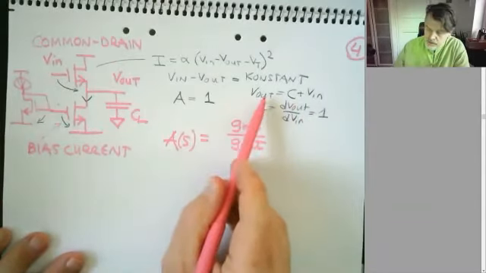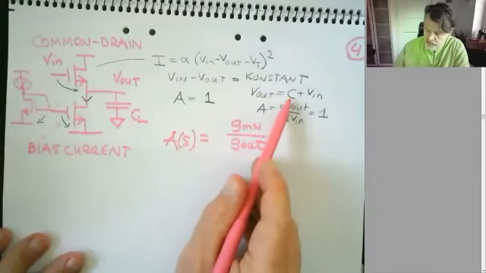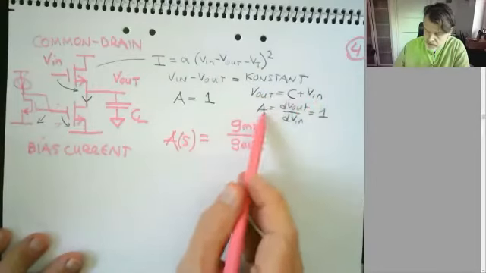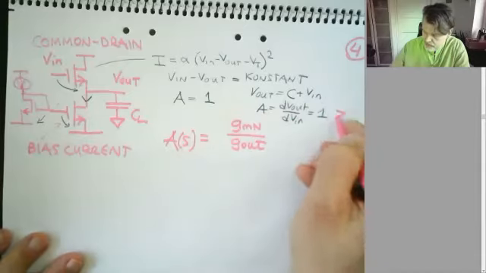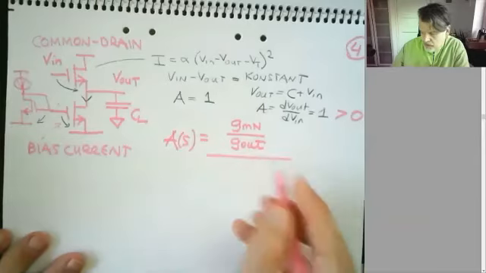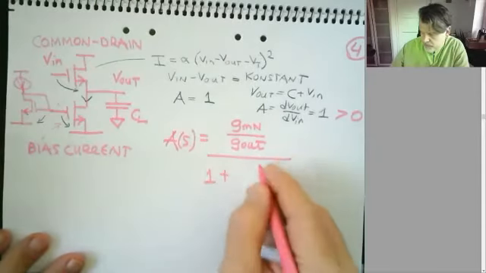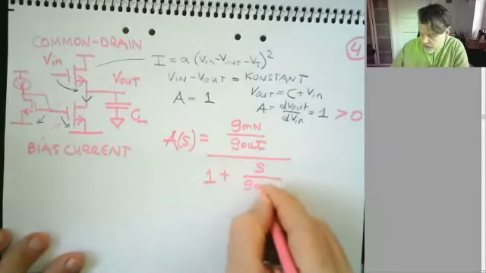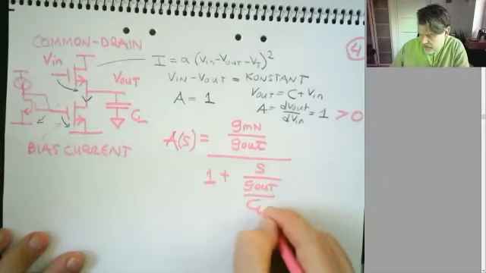I know I don't need a minus because I see that V out is equal to constant plus V in. So this derivative is going to be positive, larger than 0. So there's no phase shift. And then according to Bode's normal form, I know that this has to be G out divided by CL.